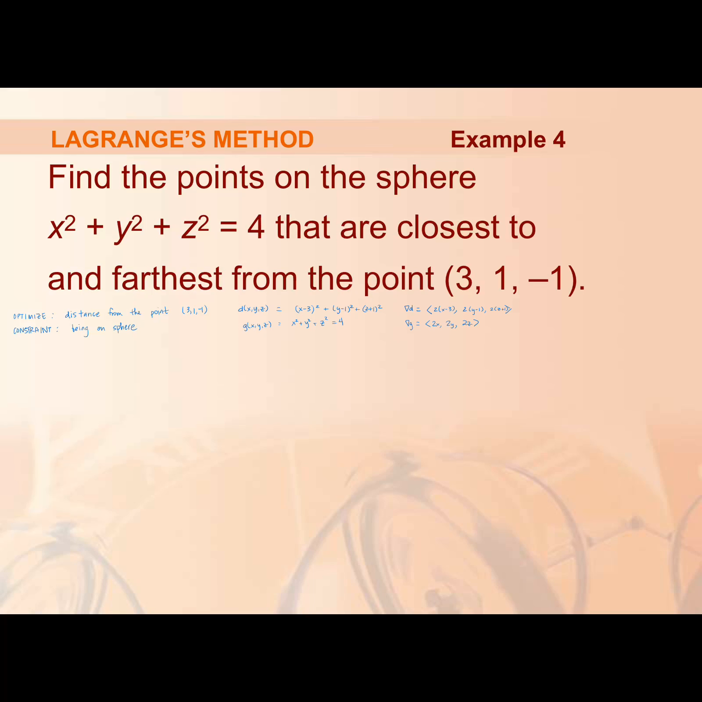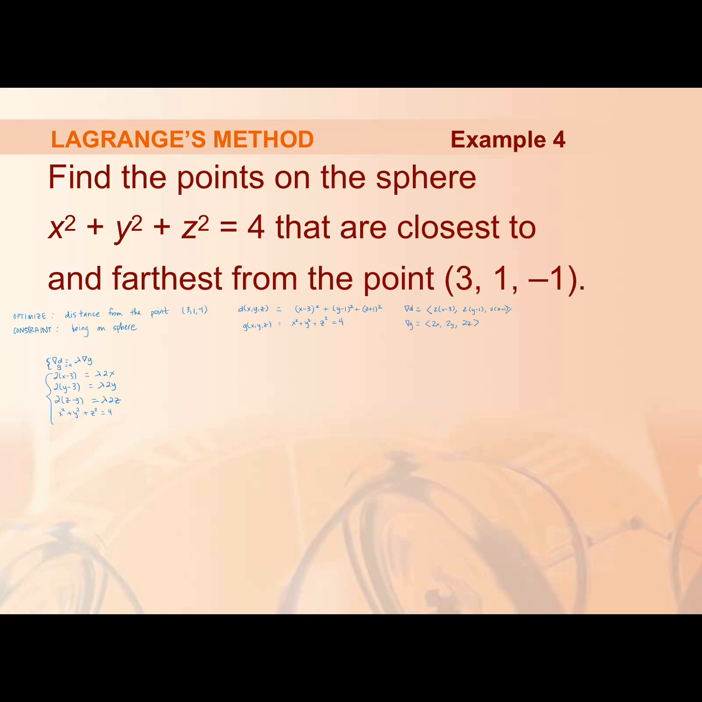Okay, so when we go to solve, the gradient of d is equal to lambda times the gradient of g. That becomes 2 times (x minus 3) equals lambda times 2x. 2 times (y minus 1) equals lambda times 2y. 2 times (z plus 1) equals lambda times 2z. And again, remember we've got it subject to the constraint g equals 4. So add to this x squared plus y squared plus z squared equals 4.